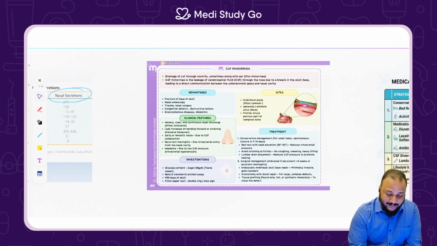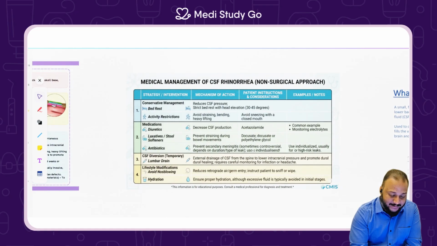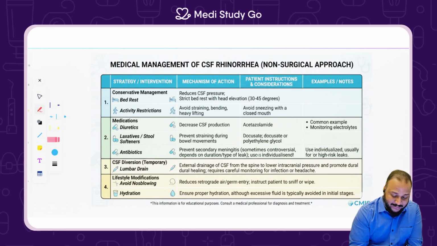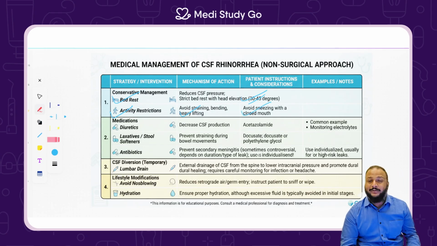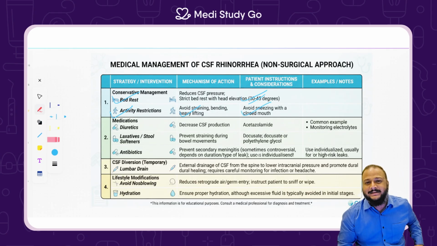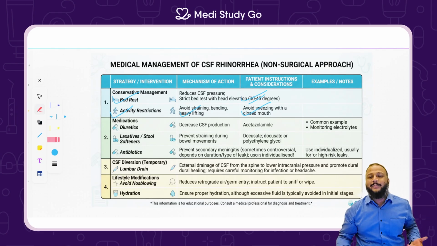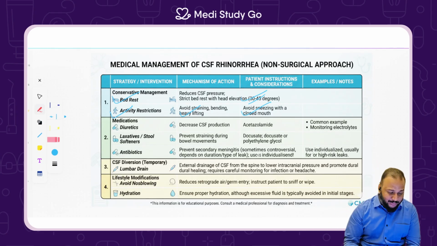Along with that, if you want to go for the medical management, please have a look at this particular table that we have made for you. Okay, bed rest, 45 to 30 degree elevation, activity restriction, that is no head straining, no bending, no lifting. Avoid sneezing with a closed mouth, because that would increase the pressure in the nasal cavity and that would again reopen the opening which we were trying to close.